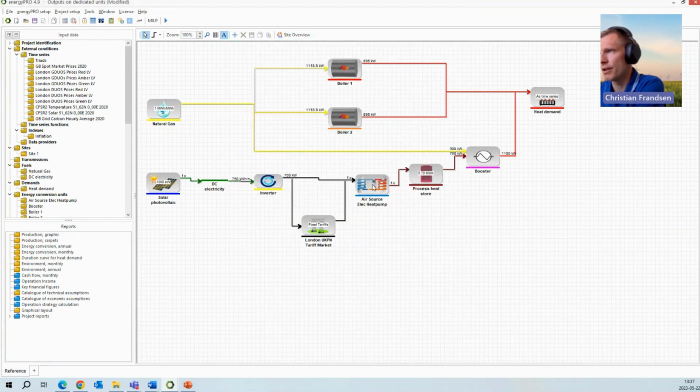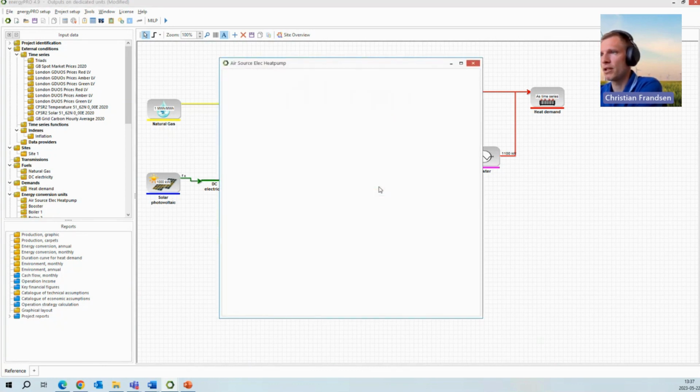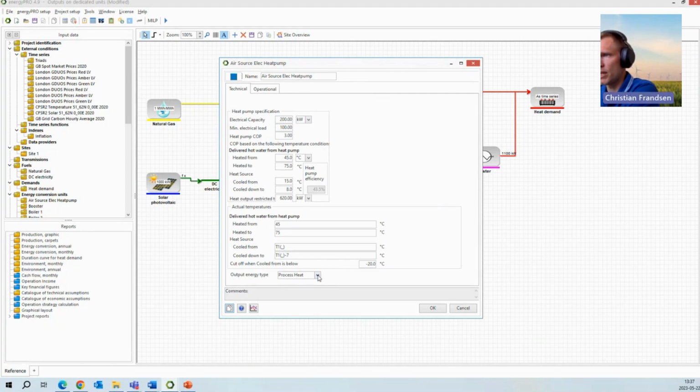Then we move on to the electric heat pump. Here we have done something similar. If I open it up, you can see that instead of producing heat, now we have selected process heat down here. We could also have selected heat, or again, we could have selected one of the fuels in the project. But now I have selected process heat.